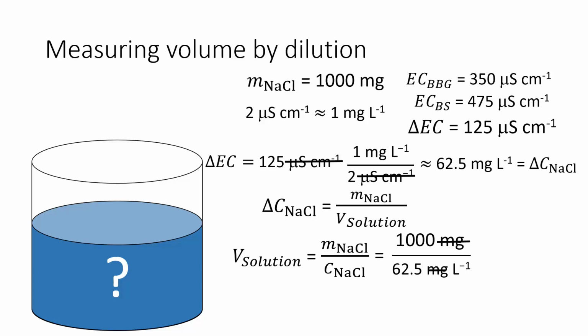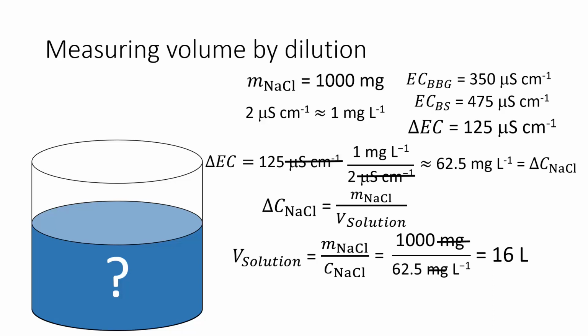We see that the mass is going to divide out. The per liter is in the denominator, so when we divide by that number, the result is going to be in units of liters. So 1,000 over 62.5 is about 16. So the original volume of water in that bucket was about 16 liters.